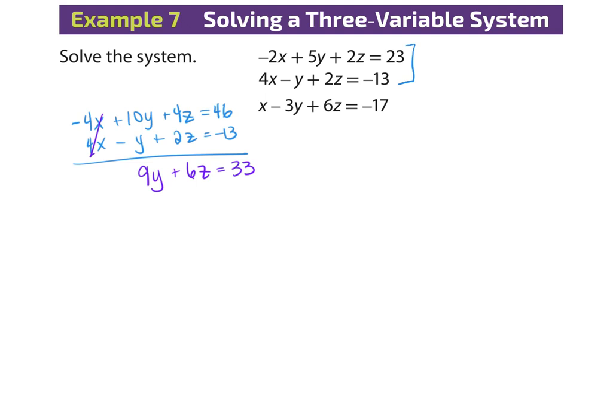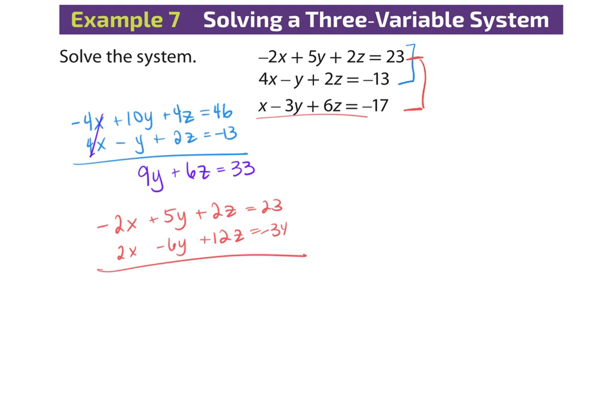Then you have to take 2 different ones. So if I were to do 2 different ones, I would probably do the first one and the third one, right? Because I already have a negative and a positive as well. And then I would multiply that third one by 2. So leave the first one alone here. Negative 2x plus 5y plus 2z equals 23. Multiply the bottom guy by 2. Positive 2x, negative 6y, positive 12z, and negative 34.